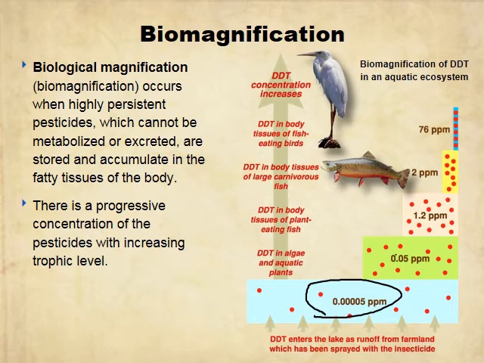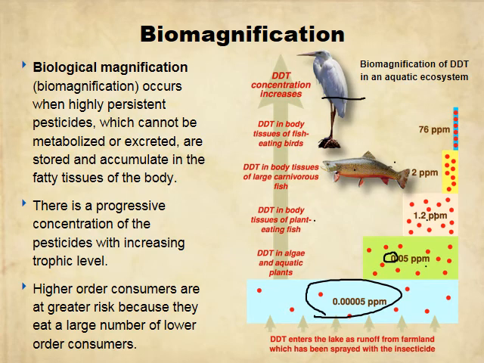So the aquatic plants each absorb a certain amount. Then the plant-eating fish have a certain amount. Then the large carnivorous fish keep consuming more and more. Because if you think about it, every single one of these, your big fish-eating bird, has to eat 10 of these. Every one of these has to eat 10 of these. Every one of these has to eat 10 of these, and it magnifies because DDT is fat soluble, not water soluble, so it actually is retained in the fatty tissues of the body. Okay, so higher order consumers are at greater risk because they eat a large number of lower order consumers.